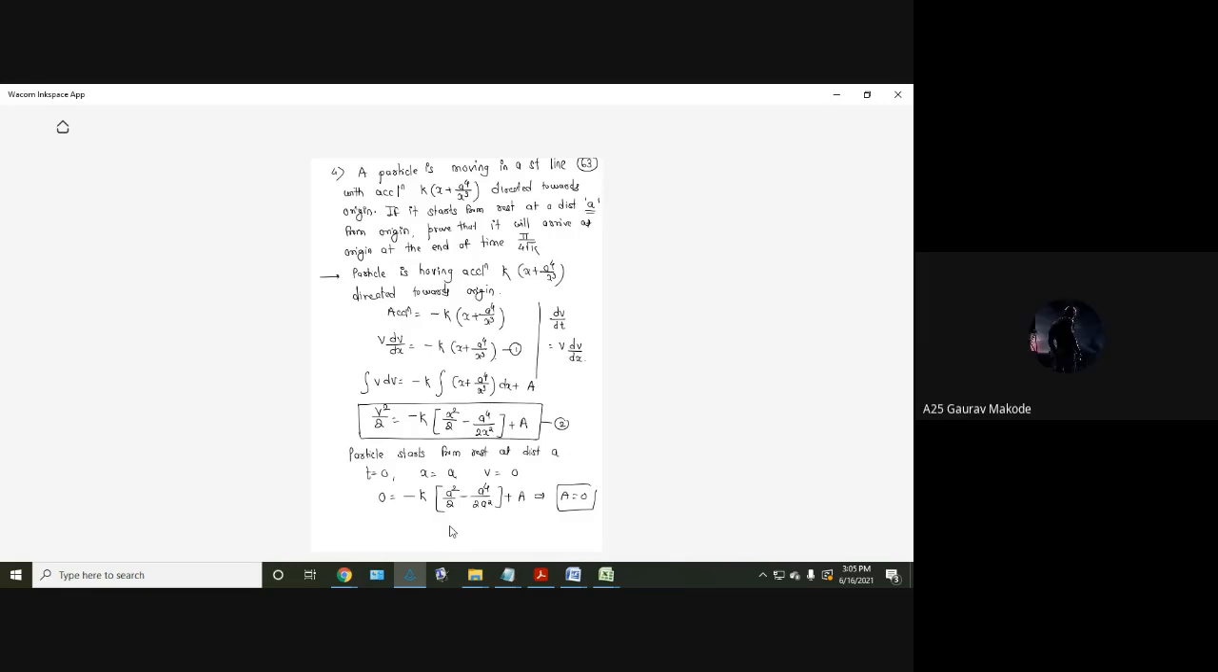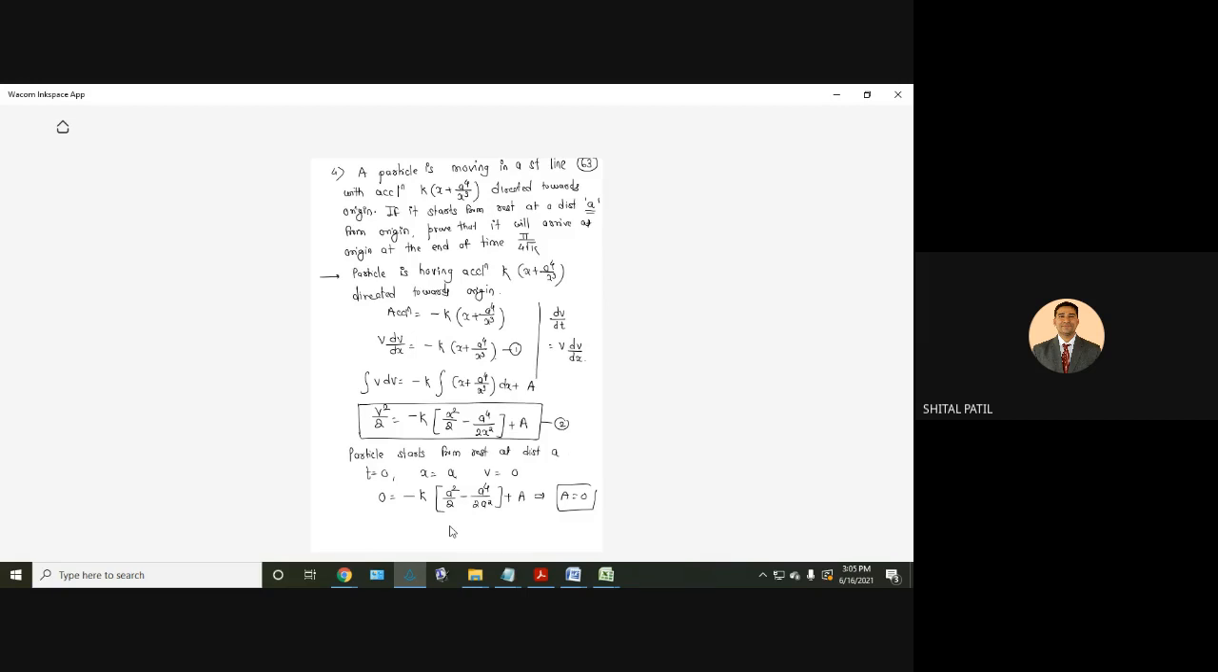But Sir, why A is 0? Why? The bracket will become 0, no? A square by 2, A square. After cancelling A square, you will get A square by 2, no? Yes, sir. Therefore, bracket is 0, therefore A equal to 0. Okay, let me continue.